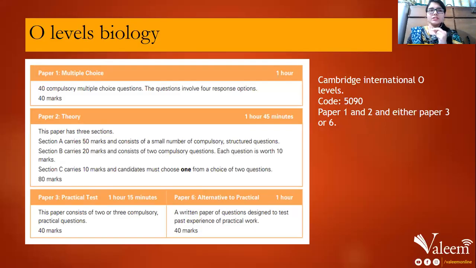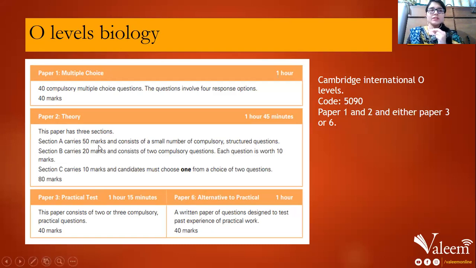Okay, so it's just an overview of the O-levels biology paper. There are 4 parts of O-levels biology. It is associated with the Cambridge International O-level. The code of the paper is 5090. The total papers to be attempted are 3: paper 1 and 2 are compulsory, and paper 3 and paper 6 have a choice.